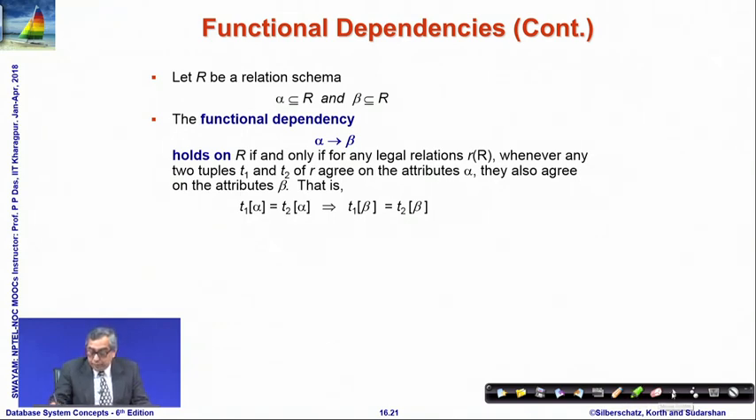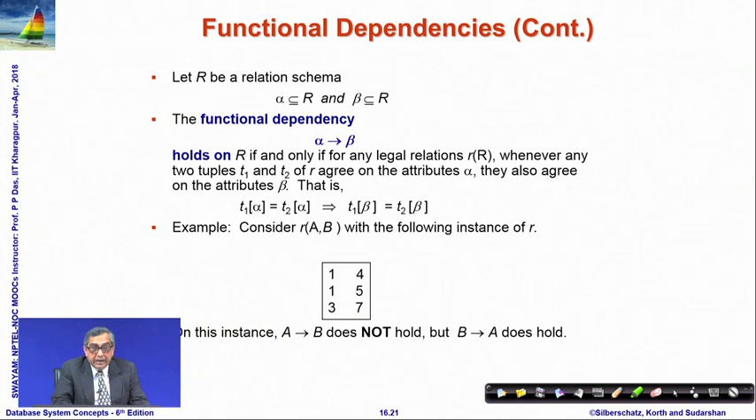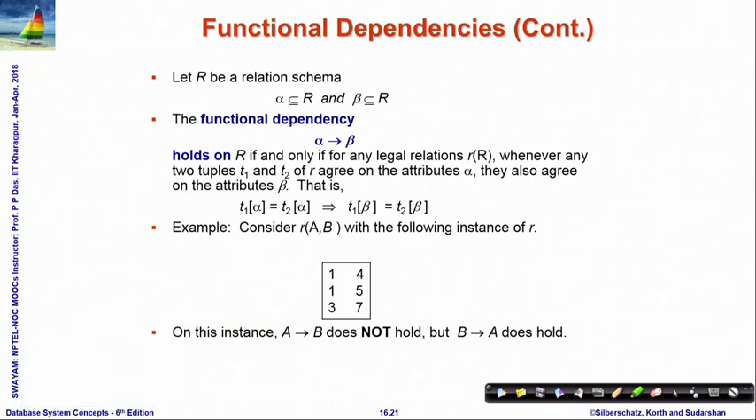So, consider this: if you take a relation, a schema with an instance as given here between 2 attributes A and B, then at least given this instance, we still do not know what happens for all instances of the schema, but on this instance we can say that A functionally determines B does not hold, because between the first and the second record the value of A is the same, 1, but the value of B is different, 4 and 5.